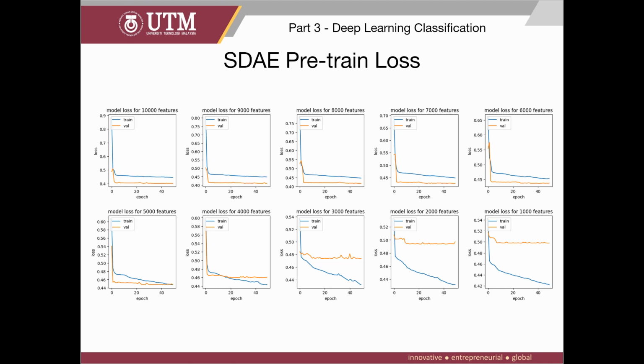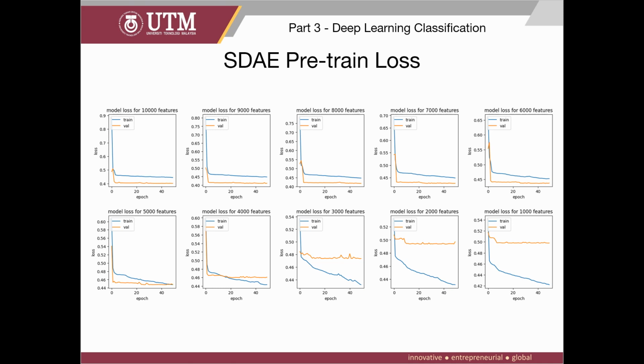So this is the reconstruction loss for the pre-training process of the SDAE algorithm based on different numbers of features from 1,000 to 10,000 features. To represent the reconstruction loss for each feature subset, I have decided to plot them into a graph. The blue line is the reconstruction loss for the training dataset, while the orange line is the reconstruction loss for the validation set.